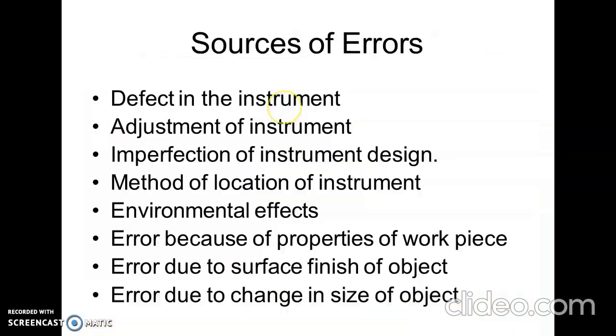The important sources of error are defect in the instrument, adjustment of the instrument, imperfection of instrument design, method of location of instrument, environmental effects, error because of properties of the workpiece, error due to surface finish of the object, and error due to change in size of the object.